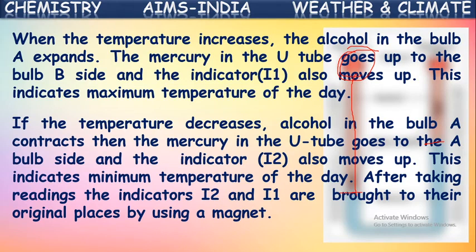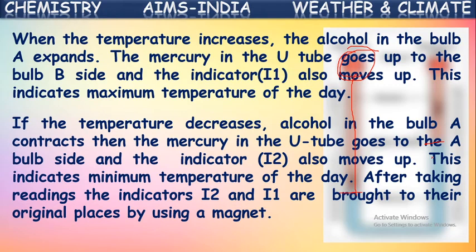After taking the readings, like maximum and minimum temperature readings, the indicators I1 and I2 both are brought to their original places by using a magnet. So these two will be brought to a similar level by using a magnet. Okay, in this way, the temperature is measured.